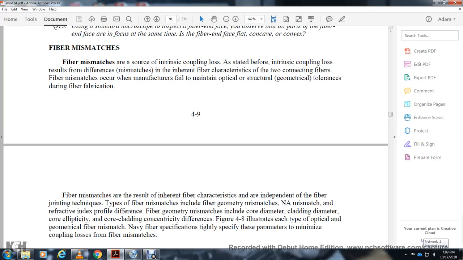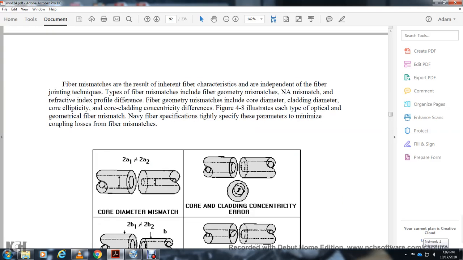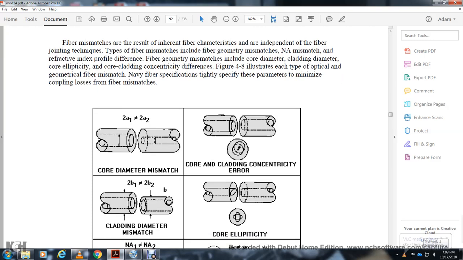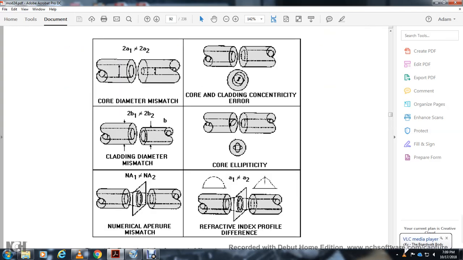The types of fiber mismatch include fiber geometry mismatches and numerical aperture mismatch, which reflects the index profile difference. Fiber geometrical mismatches include core diameter, cladding diameter, core ellipticity, and core-cladding concentricity differences. Figure 4 illustrates the types of optical and geometrical fiber mismatch. Fiber specifications tightly specify the parameters to minimize coupling loss from fiber mismatches: core diameter mismatch, core-cladding concentricity error, core ellipticity error, and numerical aperture mismatch, which reflects the index profile difference.